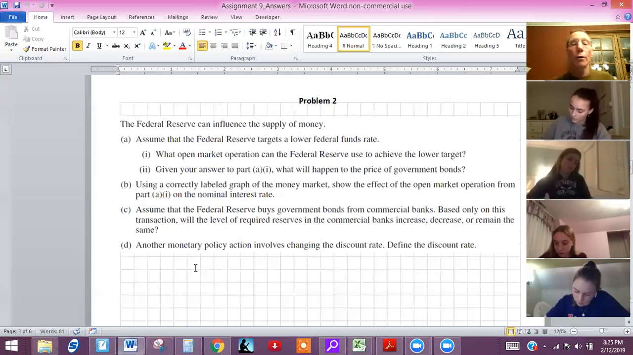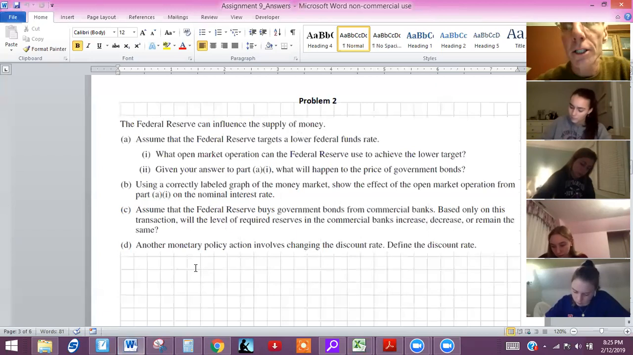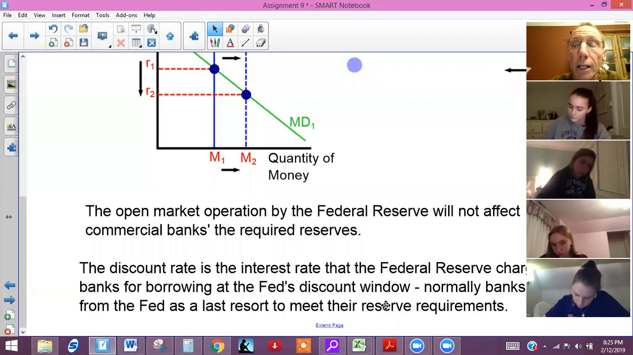Another action the Federal Reserve can take is just to simply change the discount interest rate. And what is that? The Federal Reserve has what they call a discount window. That's where banks can go as a last resort and borrow money if they need to borrow enough money to have the required amount in reserves.